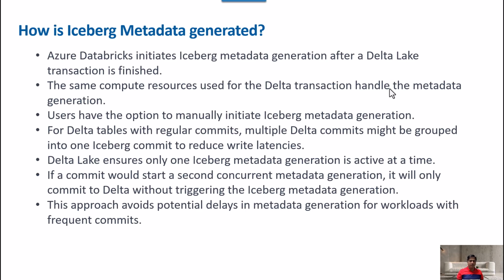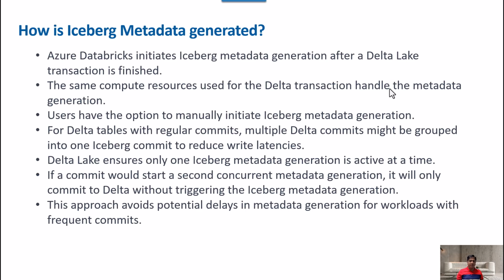For Delta tables, whenever a regular commit happens, multiple Delta commits can also be grouped together for one Iceberg commit. So that means if multiple commits are happening, they can be grouped together, and those commits can make only a single Iceberg commit, so that we can improve the write latencies.